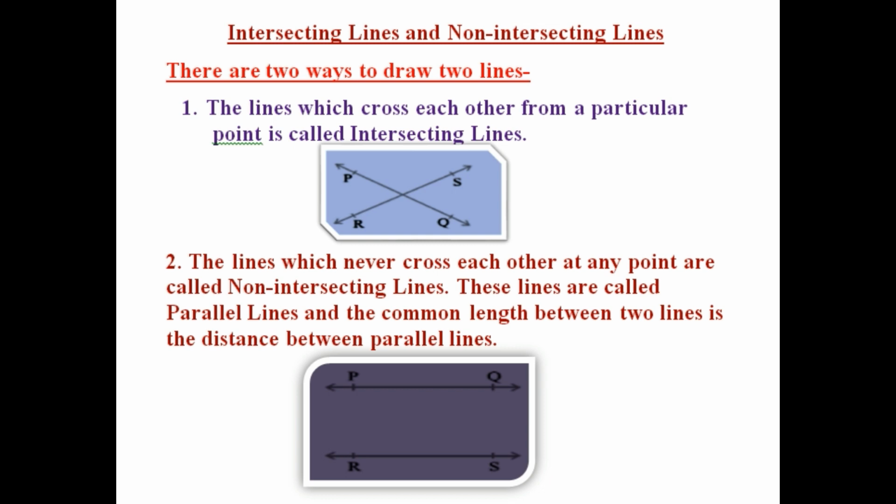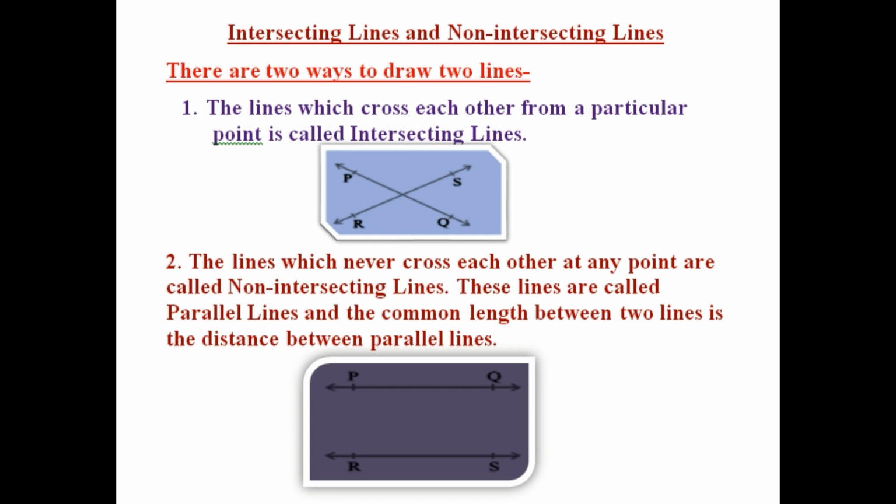So next we will see intersecting lines and non-intersecting lines. There are two ways to draw two lines. First one, the lines which cross each other at a particular point are called intersecting lines. You see the diagram. PQ and RS both cross. Clear? So they are called intersecting lines. Intersecting lines always have one common point. You see both intersect at one point. Clear? Two lines crossed means intersecting lines.